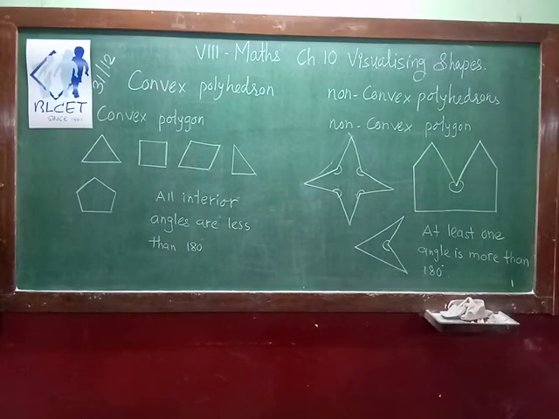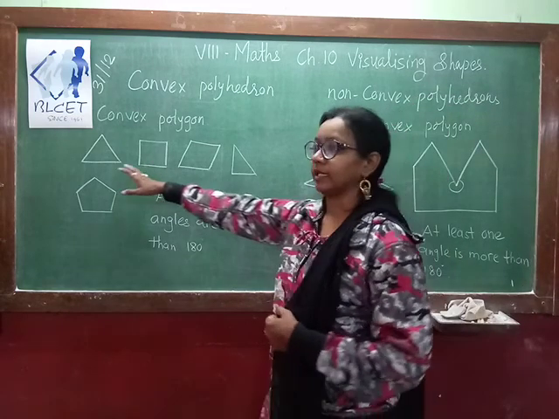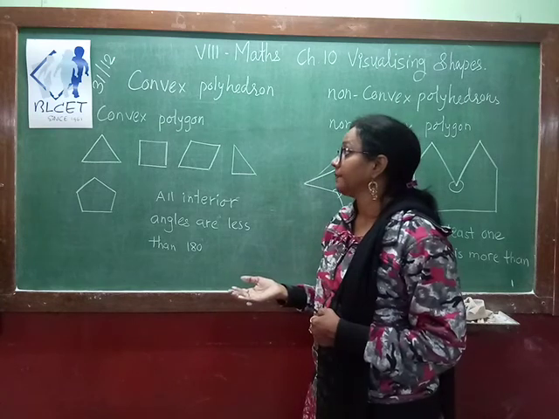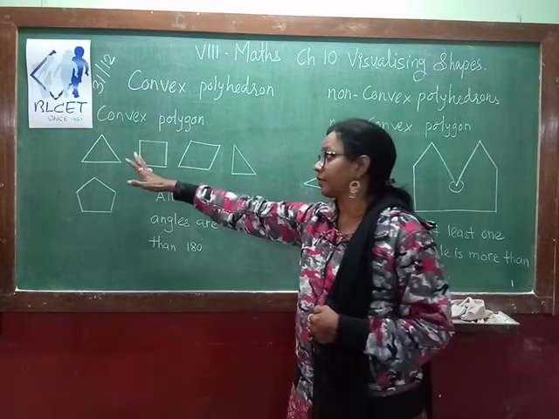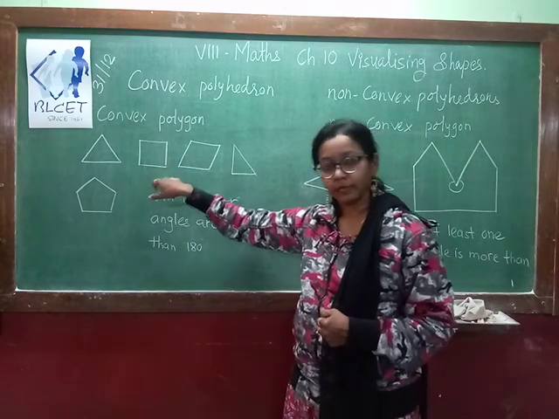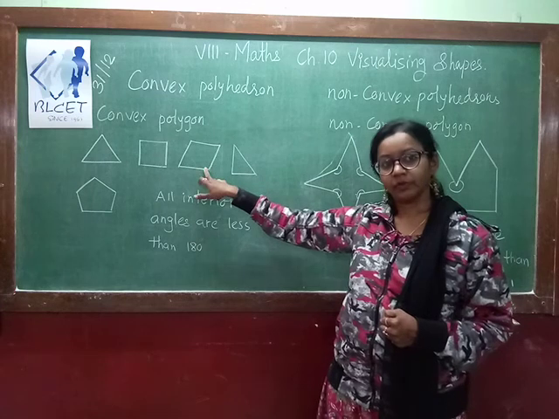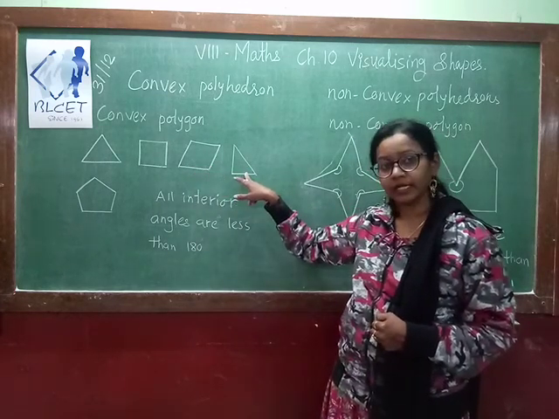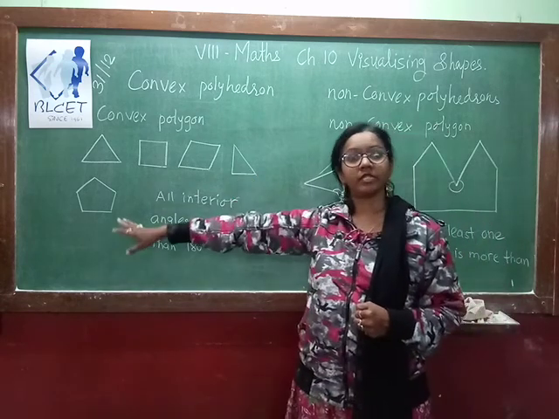Welcome back students. Before we understand convex polyhedrons, we should know what a convex polygon is and what a non-convex polygon is. This is a triangle. If you consider an equilateral triangle, all its sides are the same. So this is an equilateral triangle. It is a polygon. If you consider a square, it is a polygon. A parallelogram is a polygon, or you can say a quadrilateral is also a polygon. A right angle triangle is also a polygon, and a pentagon is also a polygon.